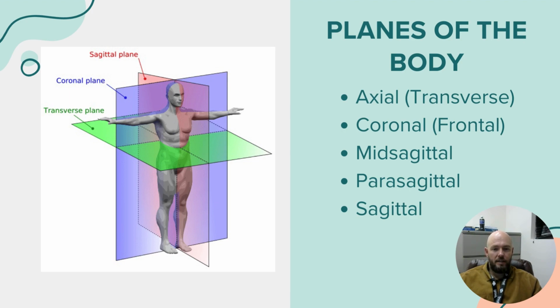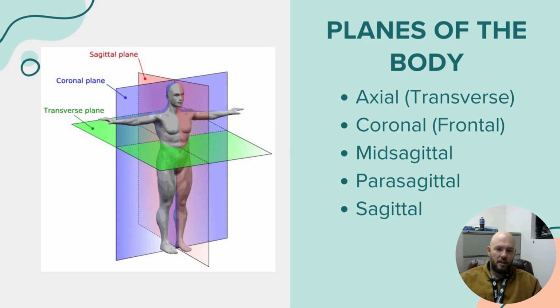Your coronal plane is a vertical line that divides the body into anterior and posterior portions. Basically it goes across the middle of the head all the way down the middle of the body, and you have a front and back portion.